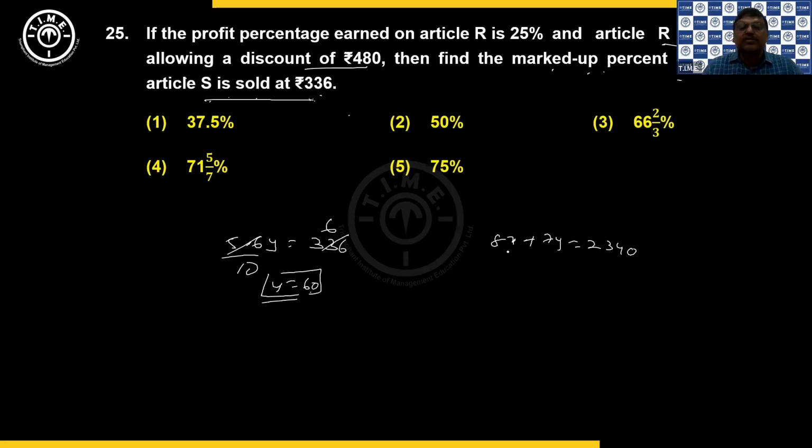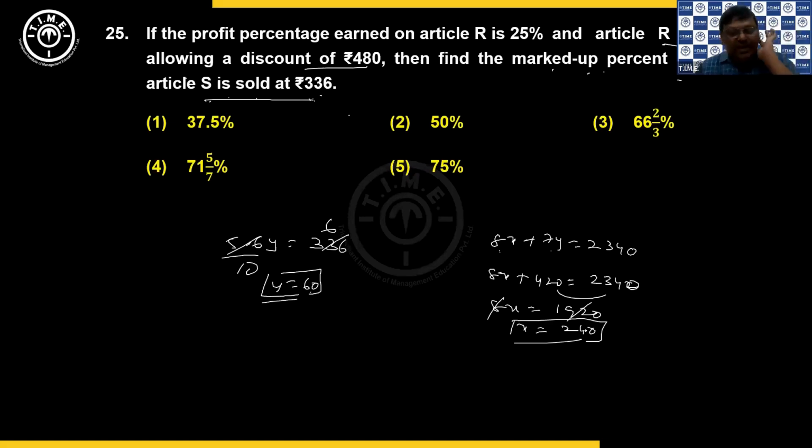Students, if y is equal to 60, we can find x. 8x plus 7 into 60, 420, is equal to 2340. Students, 8x is equal to 2340 minus 420, which is 1920. 8 24 is 192. X is equal to 240. It's just a coincidence that you are getting these numbers repeating, please, but it need not be. It's not necessary that it will be repeated in every question. X is 240, Y is 60.